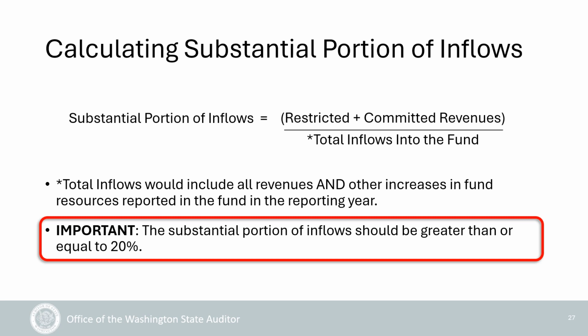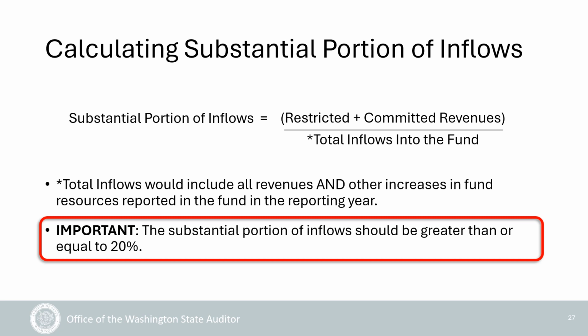Special revenue funds can be subsidized with unrestricted revenues that come from the general fund or other sources. The rule is only that a substantial portion of the revenue must be restricted or committed, not 100%. So how do you calculate whether a substantial portion is restricted or committed? Well, we have an equation for that.